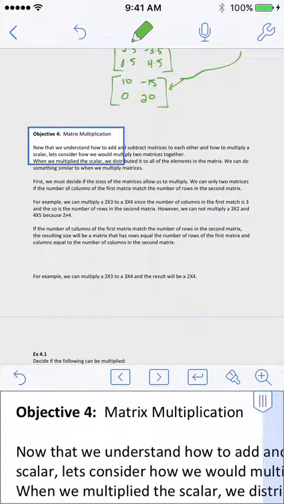Alrighty, matrix multiplication. This is not scalar multiplication, so we are not just distributing this time. This is a matrix times a matrix, and like I said, it's a little bit more complicated than just distributing. Okay, it's not just distributing.